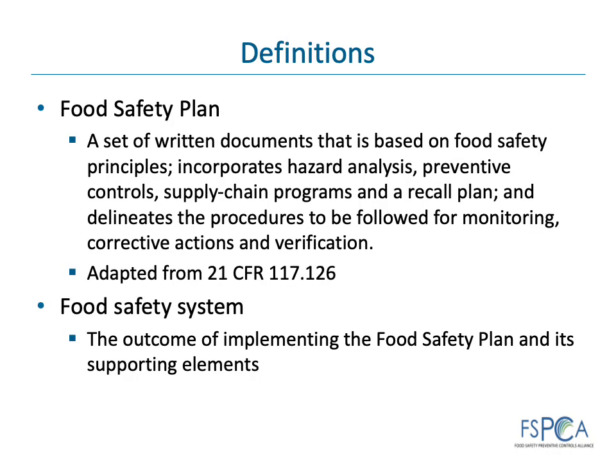Don't forget the importance of understanding all the terminology. Let's take a look at a couple definitions. Food safety plan. A set of written documents that is based on food safety principles, incorporates hazard analysis, preventive controls, supply chain programs, and a recall plan, and delineates the procedures to be followed for monitoring, corrective actions, and verification. Adapted from 21 CFR 117.126. Food Safety System. The outcome of implementing the food safety plan and its supporting elements. So your goal is to build a system.